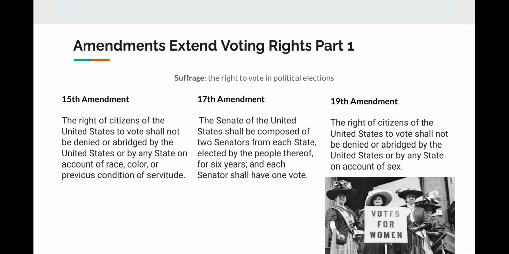The 17th Amendment. The Senate of the United States shall be composed of 2 senators from each state, elected by the people every 6 years, and each senator shall have 1 vote. So this amendment basically created the idea of electing senators to 6-year terms and how they would be represented. The 19th Amendment. The right of citizens of the United States to vote shall not be denied or abridged by the United States or any state on account of sex. So the 19th Amendment gave women the right to vote.